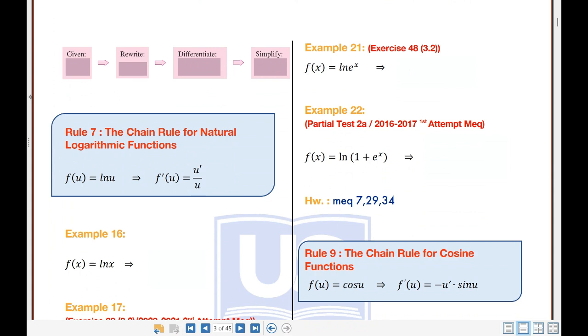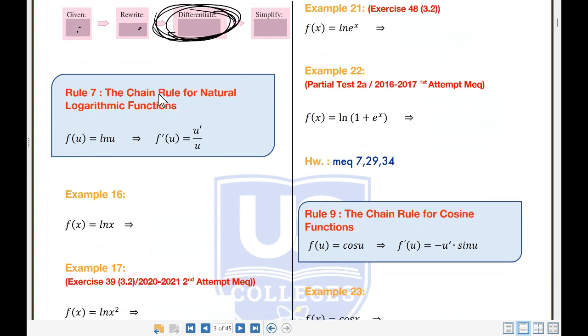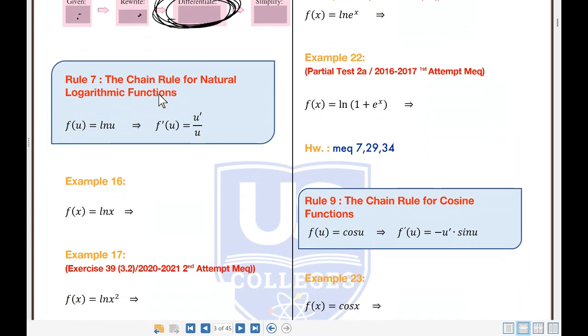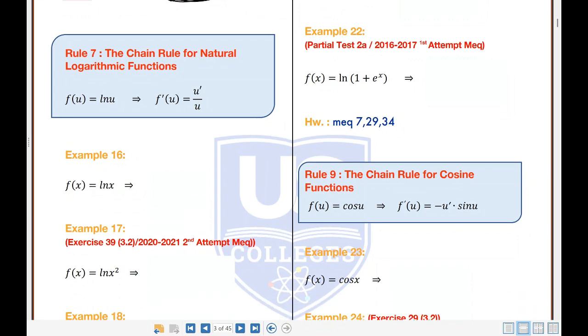Okay, when we solve questions, we take the given, we rewrite the given and differentiate and then simplify. So this is only about calculus derivative. The rest is all about simplification, algebra, basic math, whatever you call it. Okay, I'll explain this rule and finish this video.